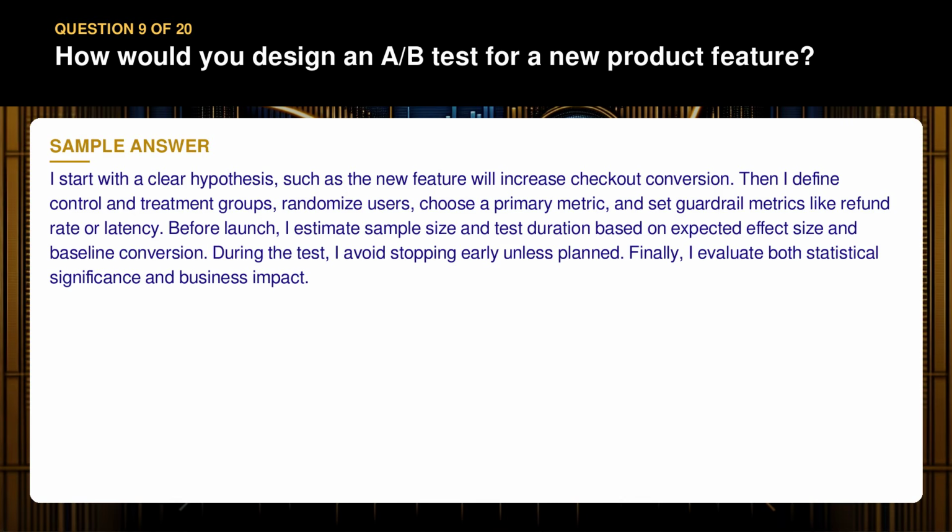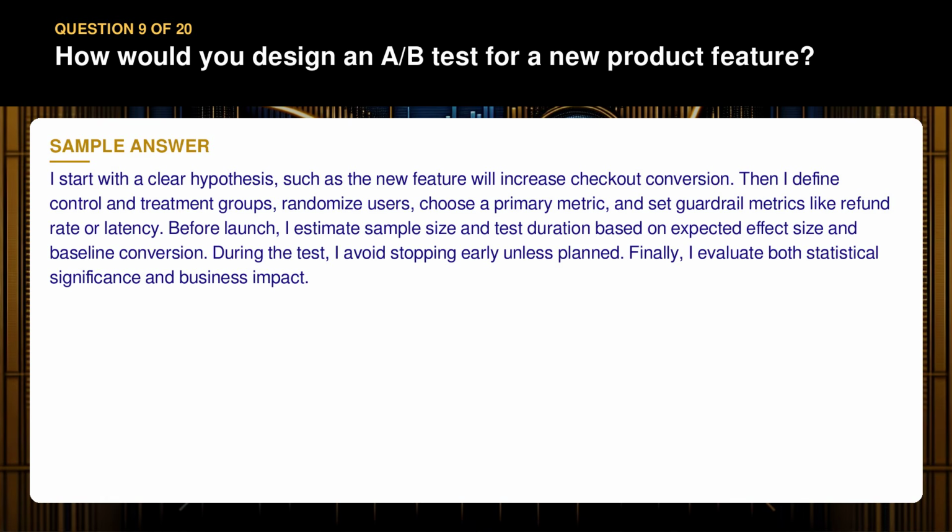I start with a clear hypothesis, such as the new feature will increase checkout conversion. Then I define control and treatment groups, randomize users, choose a primary metric, and set guardrail metrics like refund rate or latency. Before launch, I estimate sample size and test duration based on expected effect size and baseline conversion.